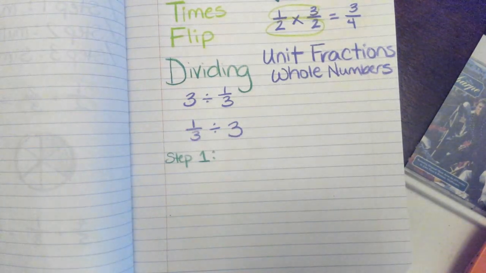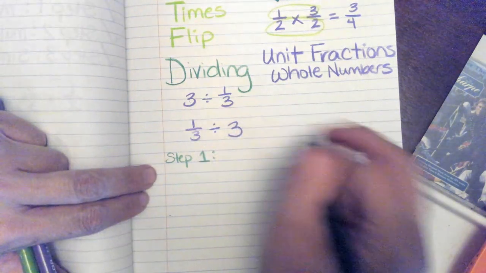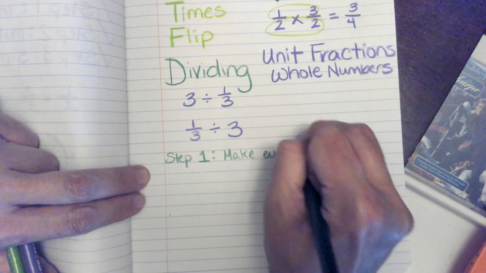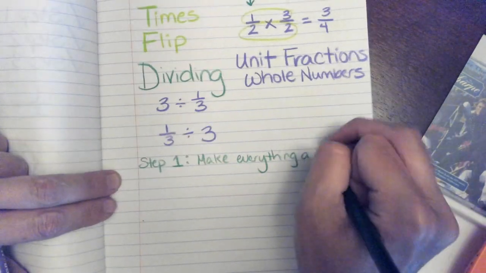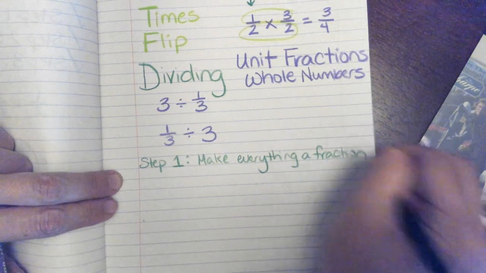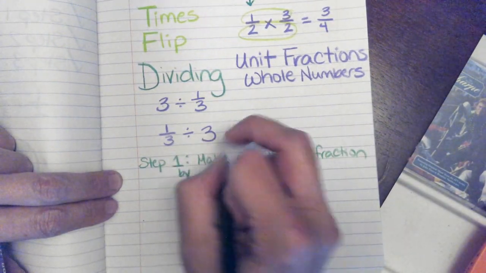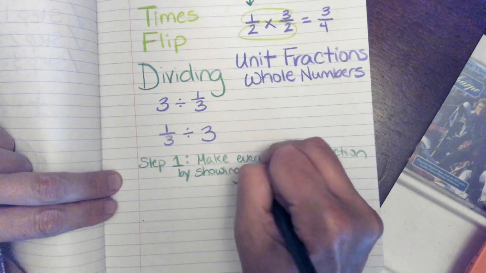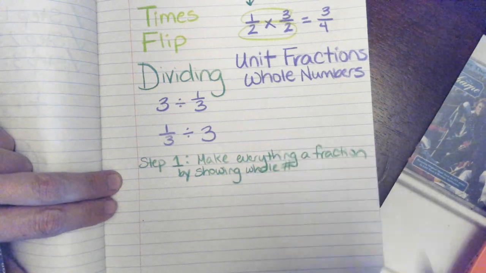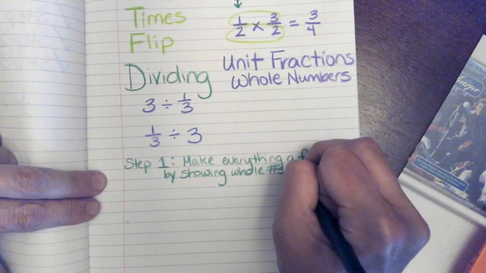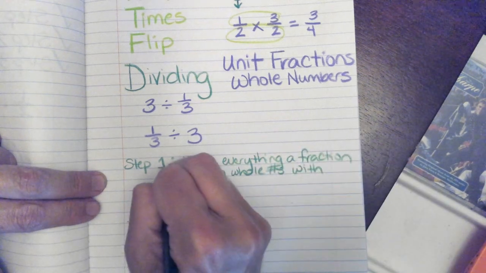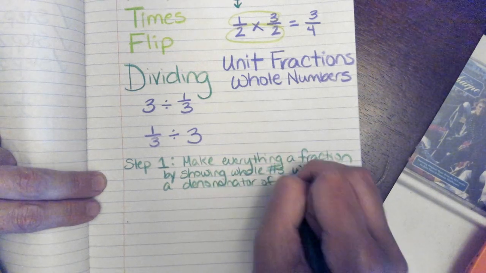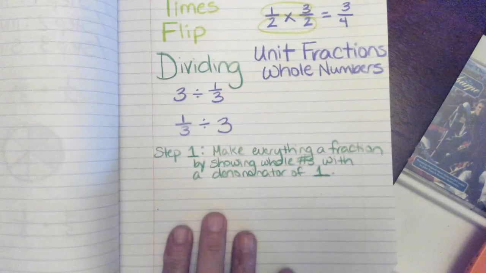Step 1 is make everything a fraction. You make everything a fraction by showing whole numbers with a denominator of 1.